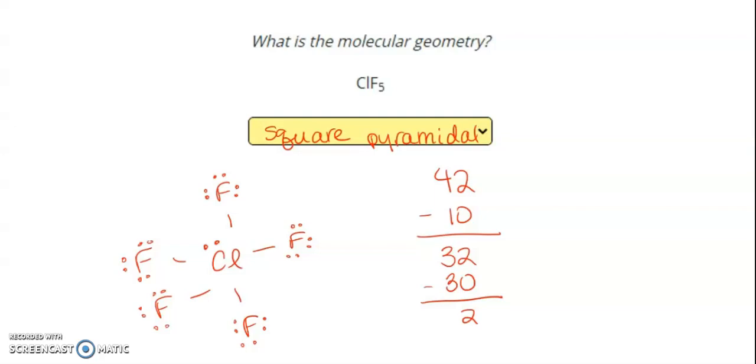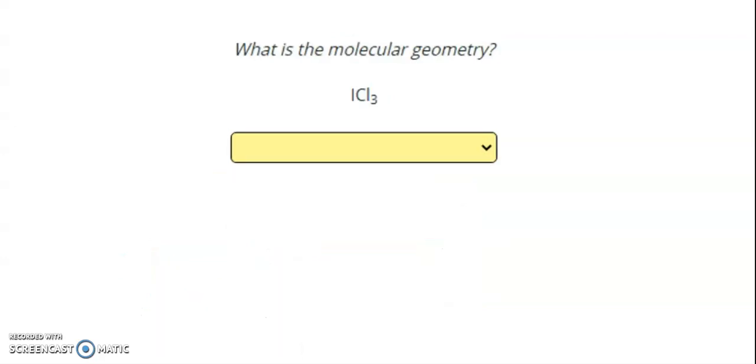We'll look at one more example. For this one, we have ICl3. So again, I'm going to sketch the skeleton of the Lewis structure, finish the Lewis structure, and then pick the shape. I is going to be bonded to 3 Cl atoms. So that's my skeleton. Now I'm going to find my total number of valence electrons.